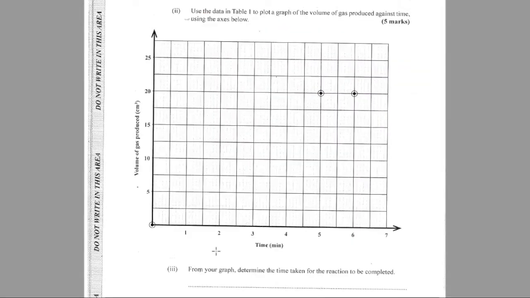Part 2 of B. Use the data in table 1 to plot a graph of the volume of gas produced against time using the axes below. So we have the data, we just read them off. We're going to just plot. But before we plot, we always need to know the scales on each axis. If not, we're not going to be accurate. Accuracy is very important here.